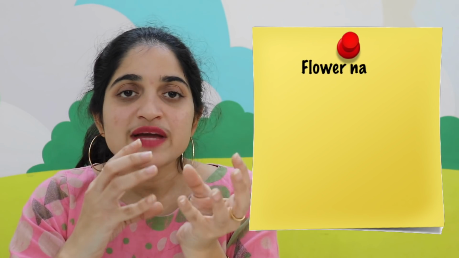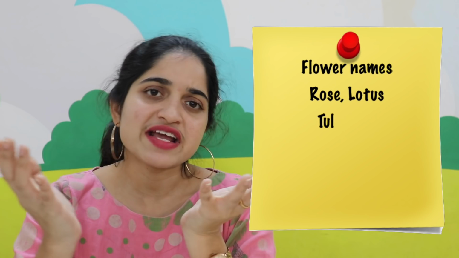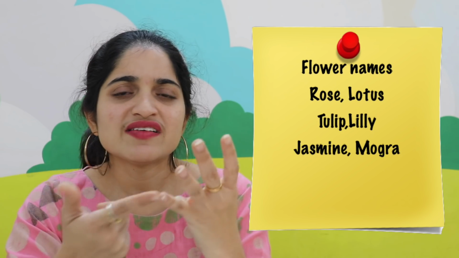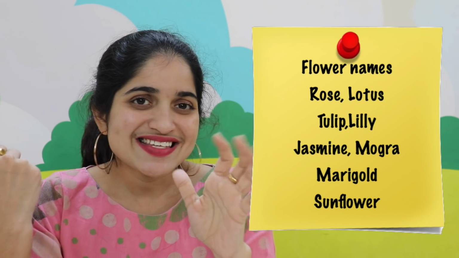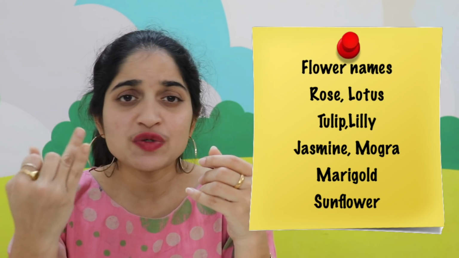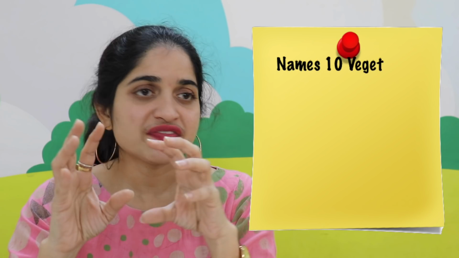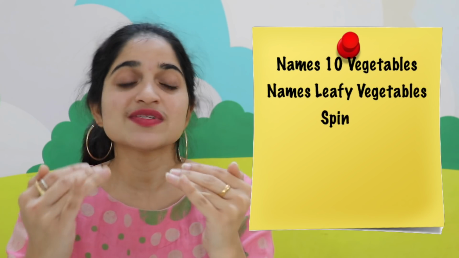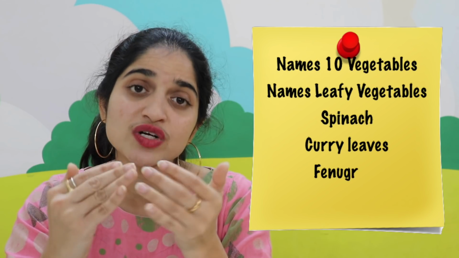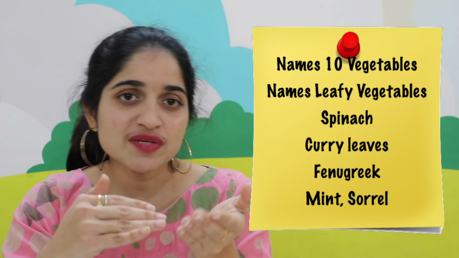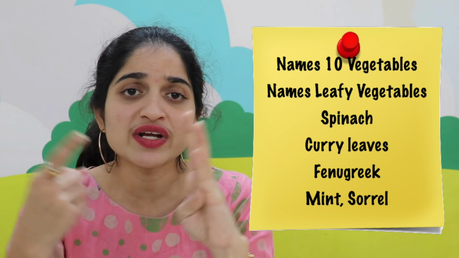They should be able to name at least 10 different flower names: rose, lotus, jasmine, lily, orchids, marigold, hibiscus, tulip, bougainvillea, etc. They should be able to identify the names of different vegetables, and in these vegetables they also should be able to categorize what are the leafy vegetables.